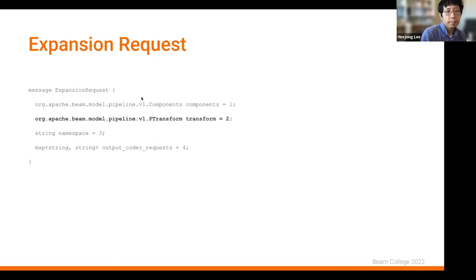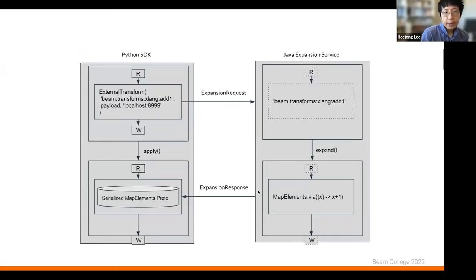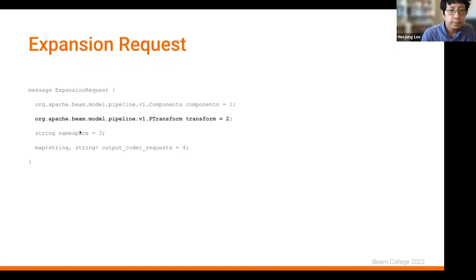Expansion request and expansion response also use the gRPC protocol. So this is the expansion request message and the expansion response message, the actual message and how it looks. The expansion request has components. I mentioned context, which is basically used for specifying the input PCollections and the PTransform, and the namespace for the expanded PTransform, to avoid name collisions between the native transform and the external transform. And also some code requests.